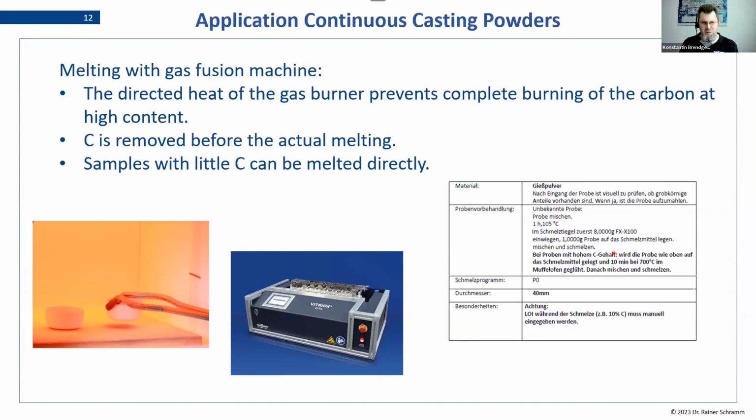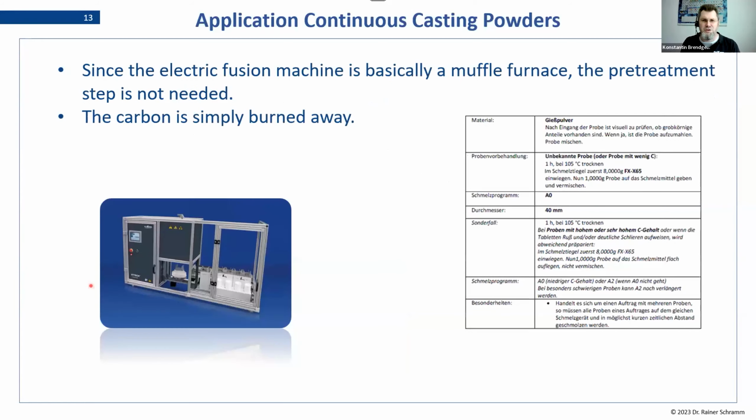It is fine for samples with a little carbon. Let's say like below 5%, that works fine doing it directly. But if you have more than 5% carbon, you definitely want to do the pre-treatment before. One of the big advantages of the more modern electrical fusions is that they are basically muffle furnaces. So we can combine the two steps.